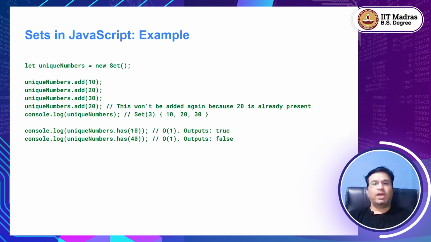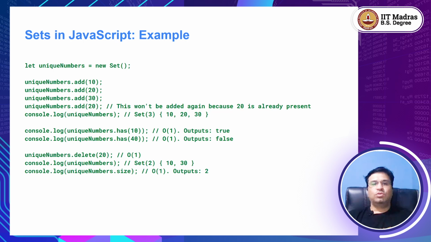To check if a value exists in the set, use the .has method. This is an average Big O(1) operation, making set excellent for quick lookups. Here the .has method efficiently checks for the presence of a value within the set.